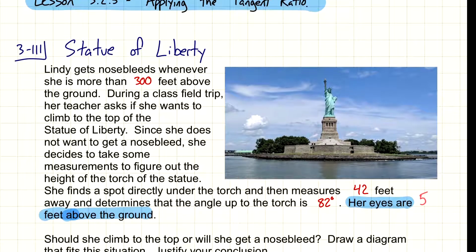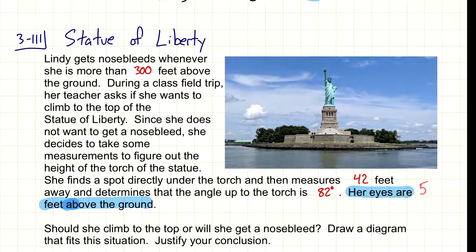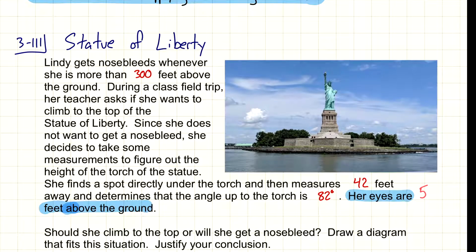What we're going to look at is, should she climb to the top or will she get a nosebleed? So let's make sure on this one for sure you draw a diagram. It's a common test question for me to ask you to draw a diagram that represents the situation. That helps with just knowing you could label a diagram tells me a lot about what you know. It's not always about setting up an equation. So we're going to take this information and redraw this situation.